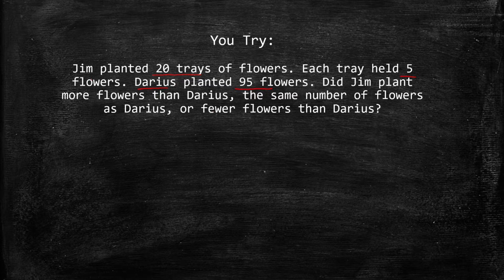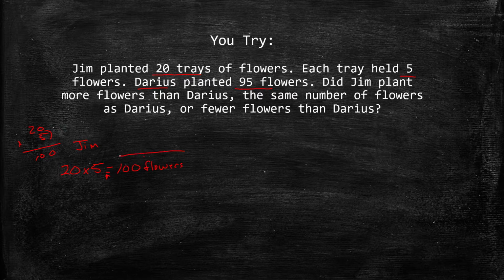All right, so I've underlined the numbers already. So Jim, I'll write his little name over here. There's Jim. He planted 20 trays, and each one had 5. So we're going to multiply that by 5. Okay, right over here to the side, 20 times 5, that's 100. Okay, so what that's going to give us, this is my equation. Remember, it's got an equal sign. So Jim planted 100 what? Flowers.